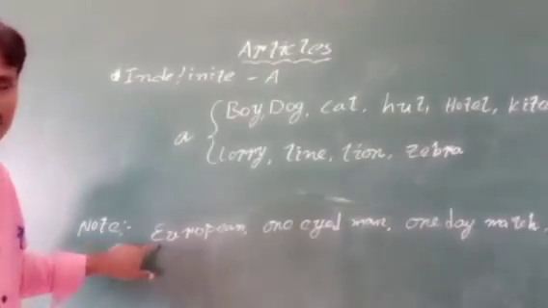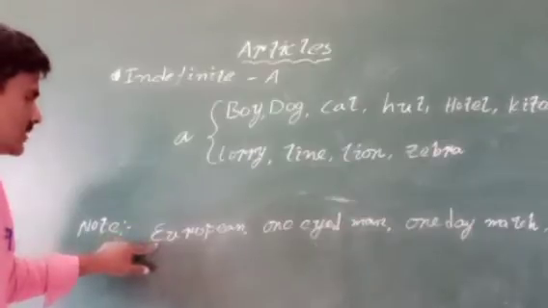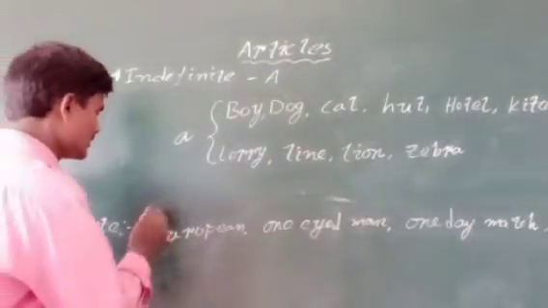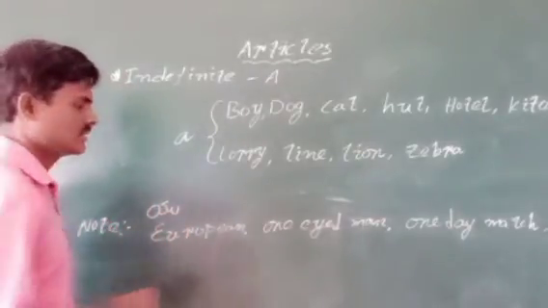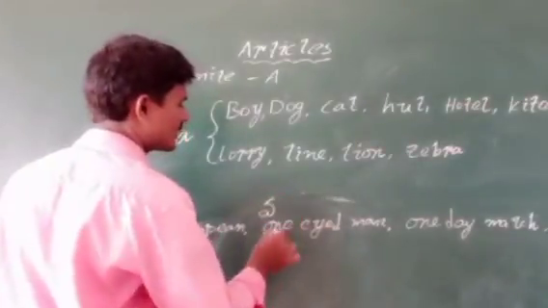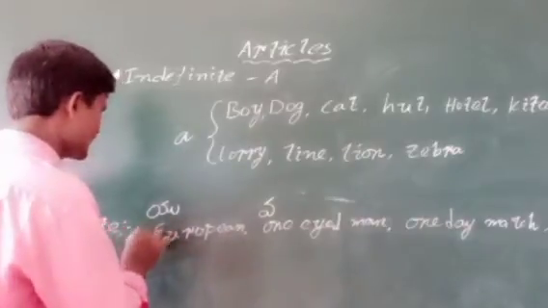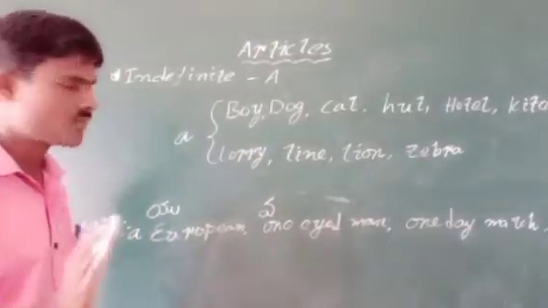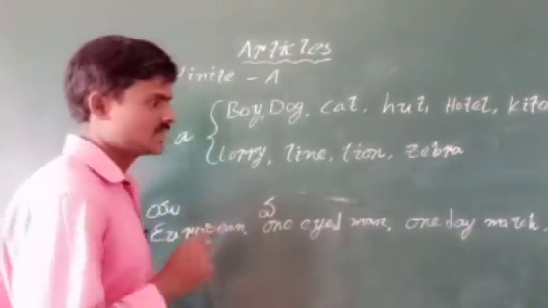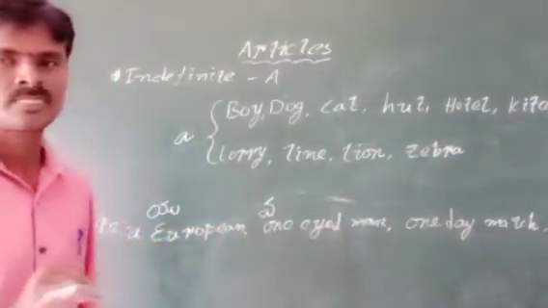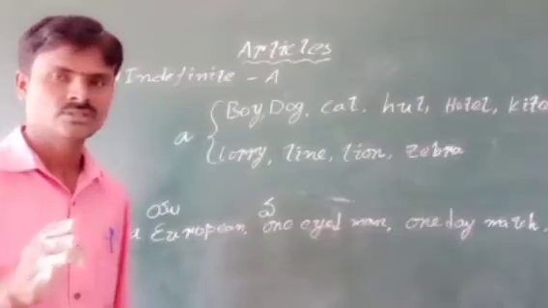Here this is a vowel, but the sound is European. I told already, European U sound. So this is a European. See, I told this one also, one-eyed man or 1 rupee note. Here you have to use a: a European, a 1 rupee note, a one-eyed man, a one-day match, a euro. You have to keep these sounds in your mind, sounds, not the letter.